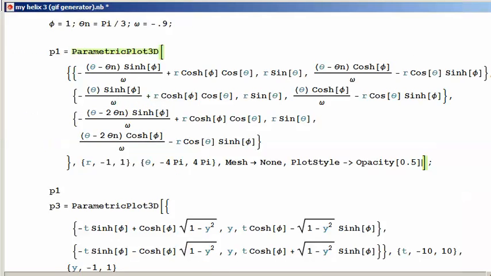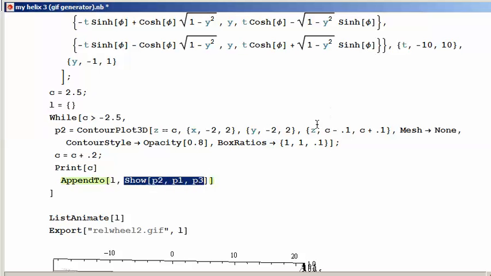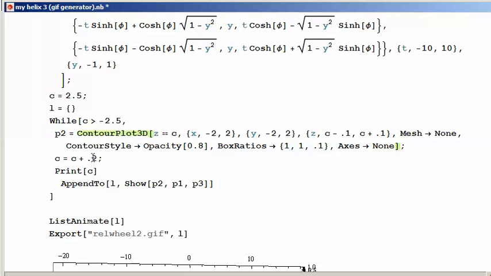And which one gets plotted first? Where was that? Here it is. It says Show P2, P1, P3. So really all I have to do is change the definition of P2. So I will add Axes None right there. Okay, the bad news is when you start saying C equals C plus 0.2 instead of C equals C minus 0.2 inside a while loop that says C is greater than negative 2.5, it does not work properly. So let's start with C equals negative 2.5 and let it go while C is less than 2.5. Try that one.